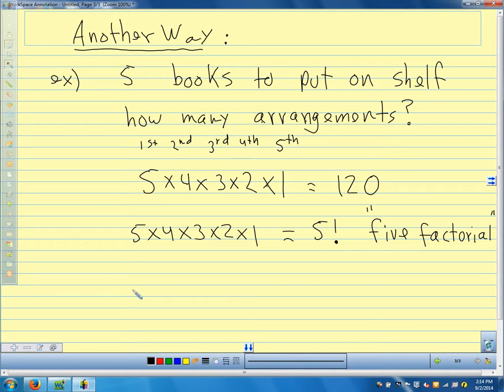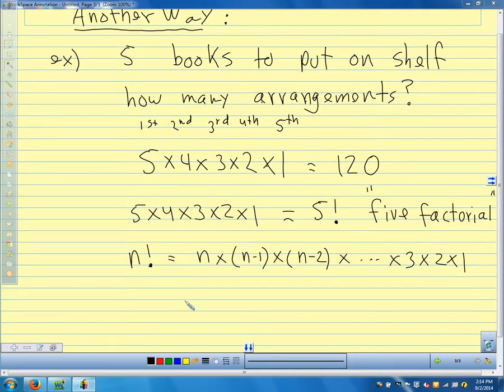So n factorial, if n is just a number, n factorial is the number times the next smaller number, n minus 1, times n minus 2, the next smaller, so we keep subtracting 1 from the number, times dot dot dot, and then we go all the way to 3 times 2 times 1. We start at the number and multiply by every smaller number than itself down to 1. And a special number is 0 factorial. In order for everything to work out right, 0 factorial has to be 1. So this is an important number.